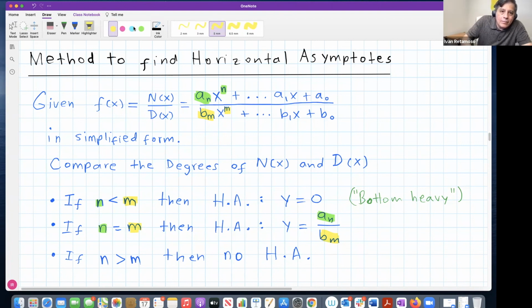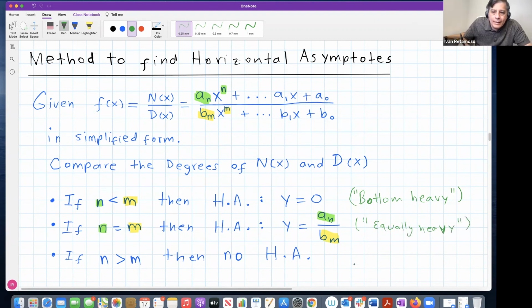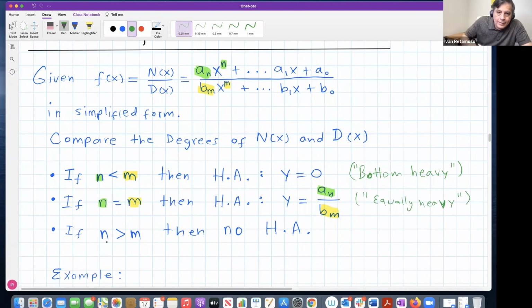And in order to remember this type of rational functions, we're going to call them equally heavy, okay? Equally heavy, because same degree, right? Last scenario, what if this is the dominant, n bigger than m? So what if this guy is bigger than this guy? Well, mathematicians have discovered that then there is no horizontal asymptote, okay?